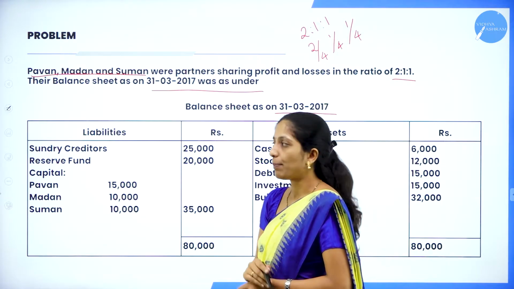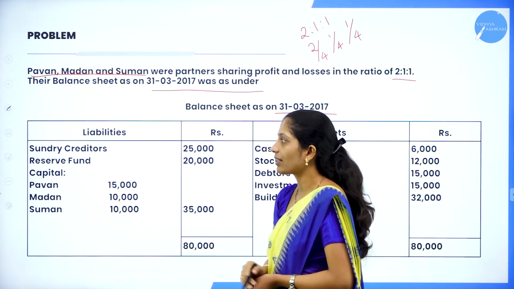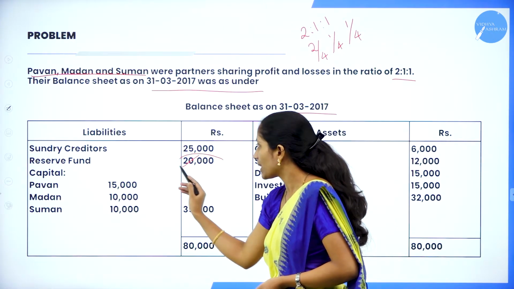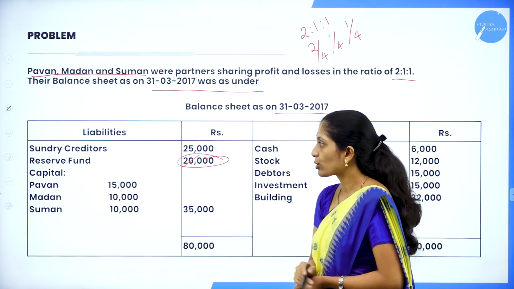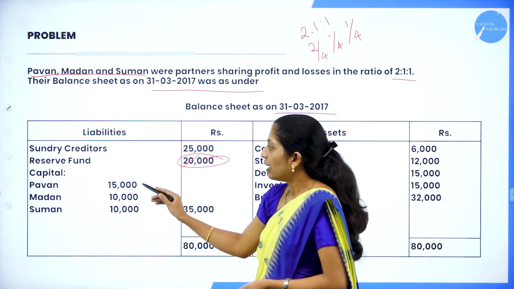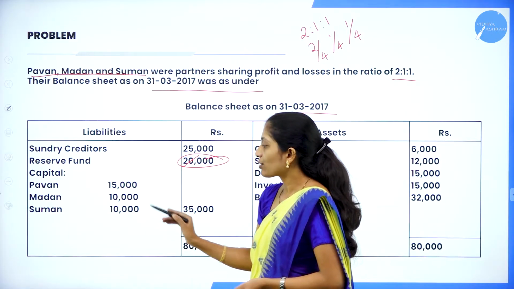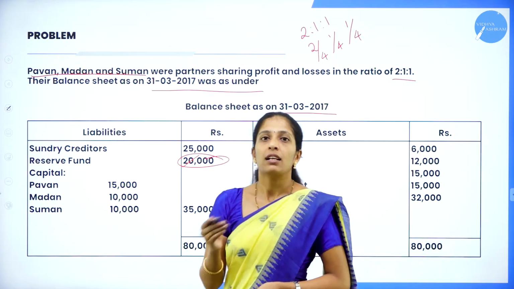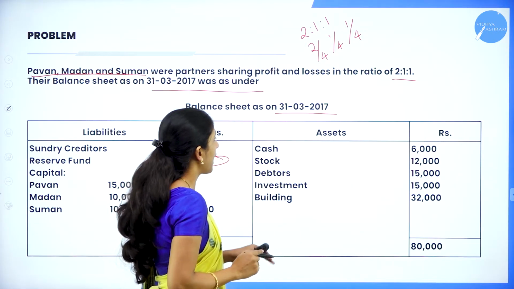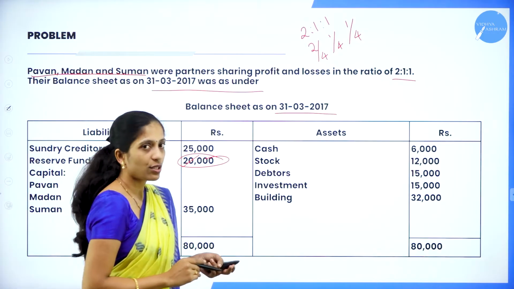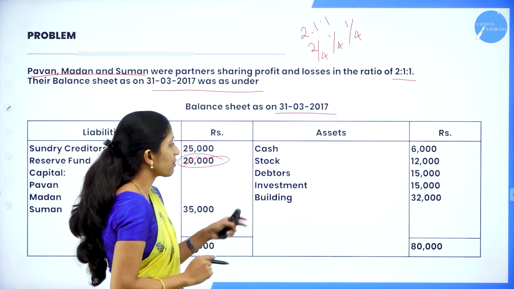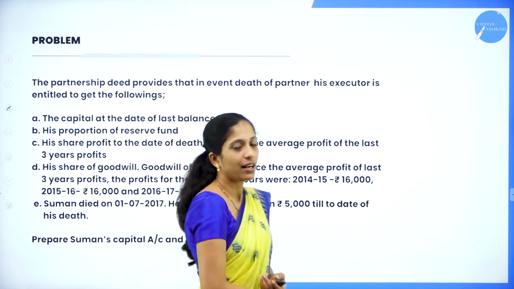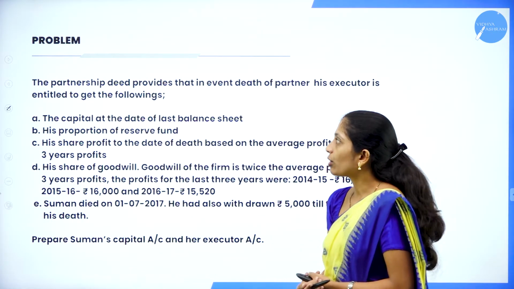Now coming to the liabilities, we have sundry creditors 25,000, reserve fund 20,000. So here this reserve fund has to be given to the deceased partner also. Next they have given capital, Pawan 15,000, Madan 10,000 and Suman 10,000. So the total is 35,000. Now coming to the asset side, we have cash, stock 12,000, debtors 15,000, investment 15,000 and building 32,000. Now go through the adjustment here. So we had seen the balance sheet. Now go through the adjustment.